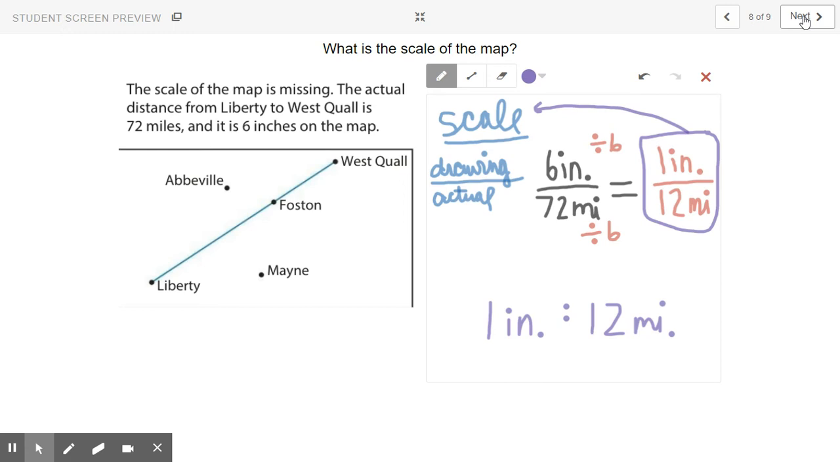To create the scale, I'm going to turn the top term into 1 by dividing it by 6, and the bottom term by 6. And then I get 1 inch to 12 miles. What that means is our scale is 1 inch to 12 miles, which means for every inch on the map, that represents 12 miles in real life.